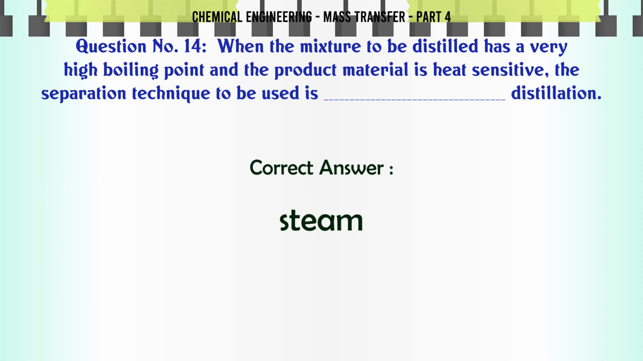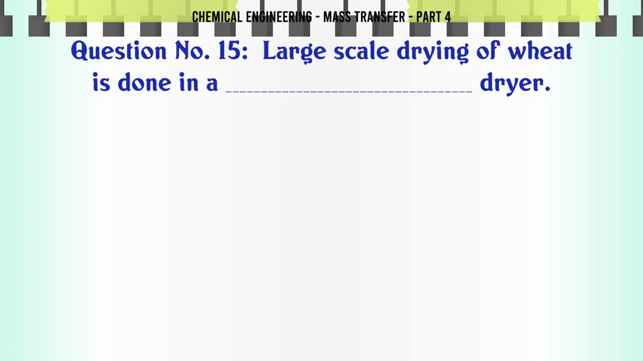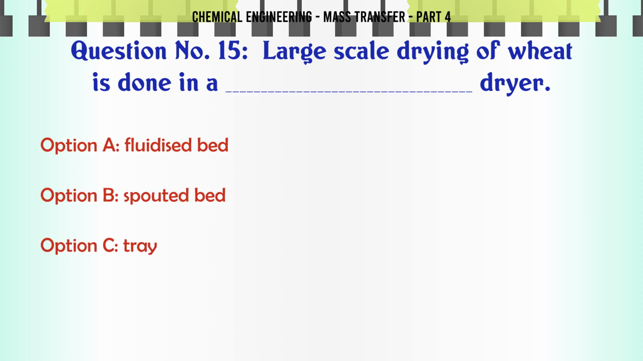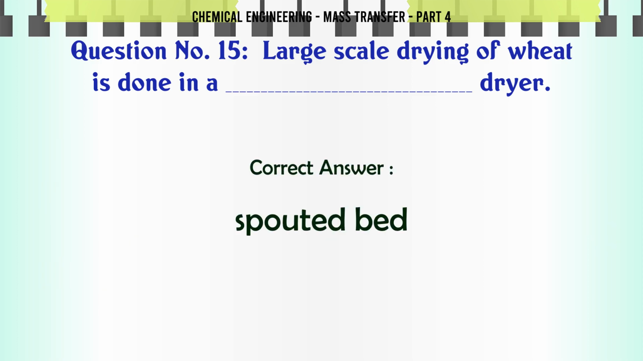The correct answer is steam. Large-scale drying of wheat is done in a dryer. A. Fluidized bed. B. Spouted bed. C. Tray. D. Vacuum rotary. The correct answer is spouted bed.